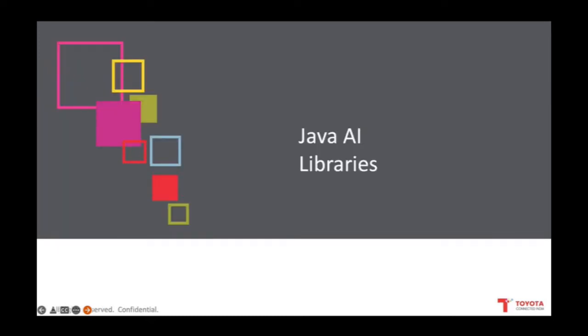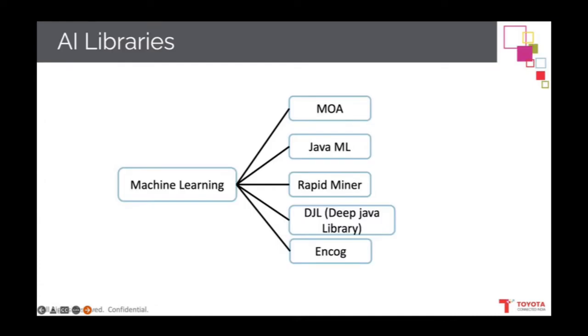Next, what are the Java libraries that we can use in our ML or AI projects? We have segregated them, as a lot of libraries are available in Java on different platforms. For example, for machine learning, we have these libraries: MOA, Java-ML, RapidMiner, DJL, and Encog. All these machine learning libraries come with vast algorithms which we can use without any change, or we can train the model specific to our use and then use it.